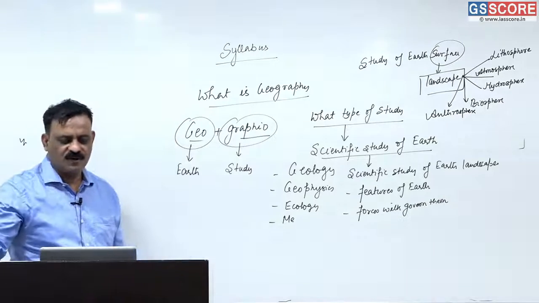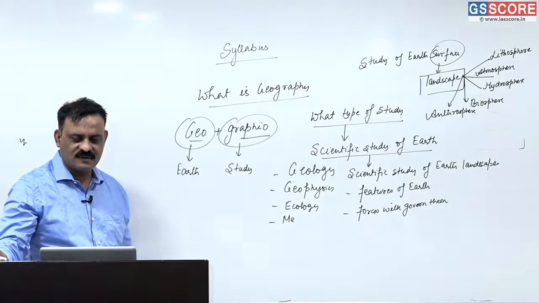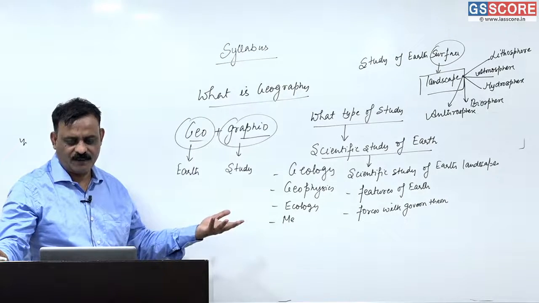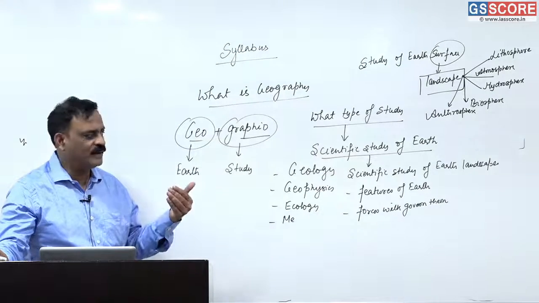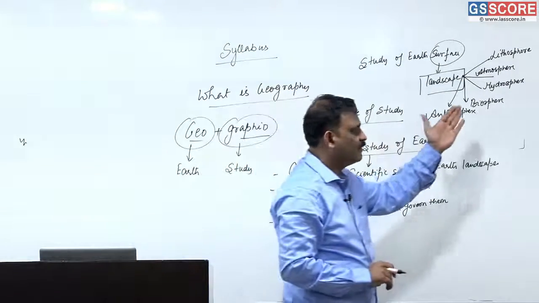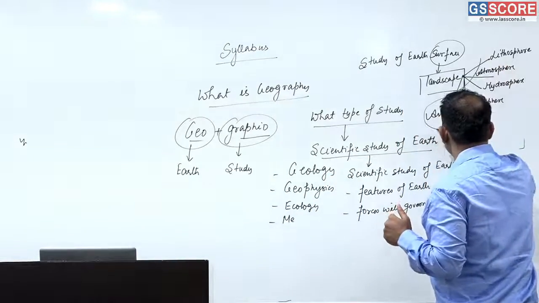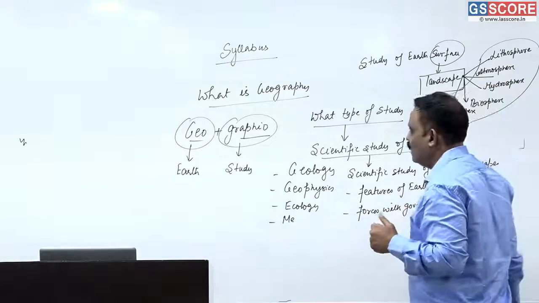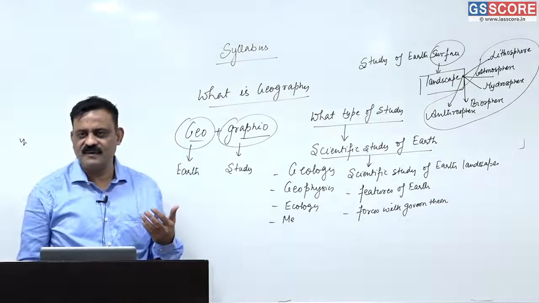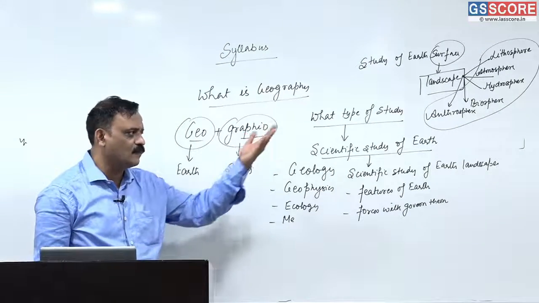So when you call geography a study of the landscape, then the study of the landscape involves the study of all the 5 components of the landscape, because the landscape of any particular place is determined by the interrelationship between all these 5 components. And in geography, we are concerned about the relationship between all these 5 components. So if we say geography is a study of the earth surface, what is the meaning of the earth surface? The earth surface consists of 5 components.